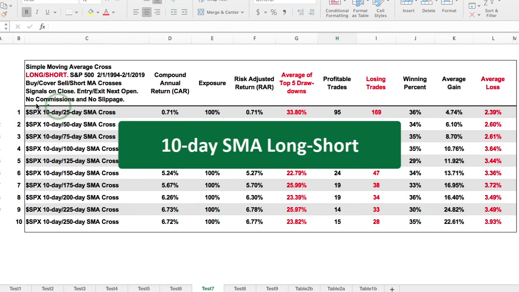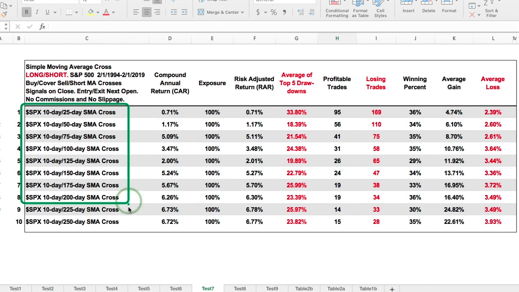So here's the table using the 10-day moving average as the short, faster moving average, and then 25, 50, 75, and so on for the longer, slower moving average. You buy on a bullish cross and you sell short on a bearish cross. Of course, you buy to cover on a bullish cross. But you can see with 10-25 and 10-50, you're not making any money. These short-term moving averages usually don't work in the short term.